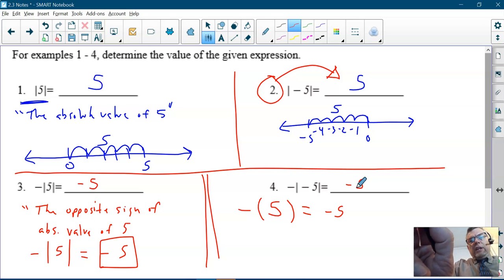So look, the negative sign was on the outside of the absolute value symbol, so my final answer is negative, because we have to do inside the grouping symbols first, so we do the absolute value first, and then we take the opposite of that, which is really multiplying by negative 1. So we do that after we do the absolute value. So do the grouping symbols first. All right, next.